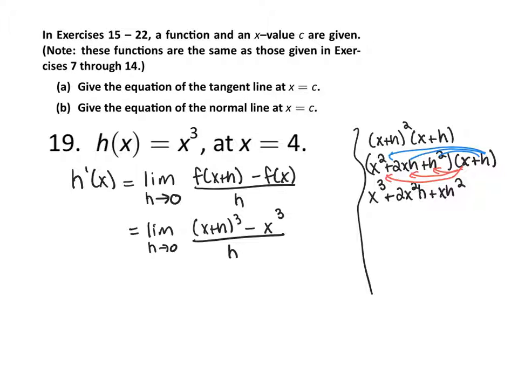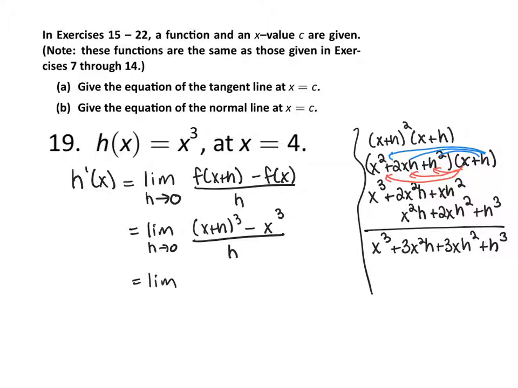Okay, and I get another x squared h, which I'll write right down here. I get a 2xh squared, and then I get an h cubed. And so when I combine my like terms: x cubed plus 3x squared h plus 3xh squared plus h cubed.